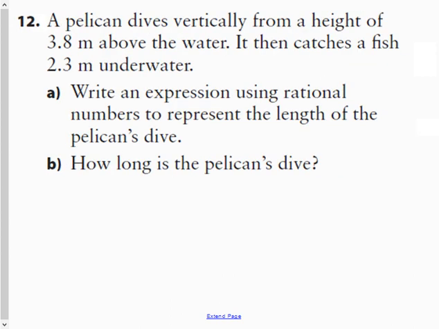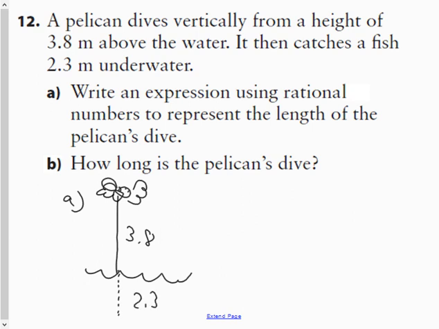Question 12, we have a pelican dives vertically from a height of 3.8 meters above the water and then catches a fish 2.3 meters underwater. Write an expression to use the rational numbers to represent the length of the pelican's dive. So the first thing I'd like you to be able to do is take this and draw a picture. So I'm a great artist, and there is a picture of a pelican. And the pelican is above the water. There's my water. It dives from a height of 3.8 meters. And then it goes underneath the water an additional 2.3 meters, or negative 2.3. So what is an expression using rational numbers to represent the length of the pelican's dive?